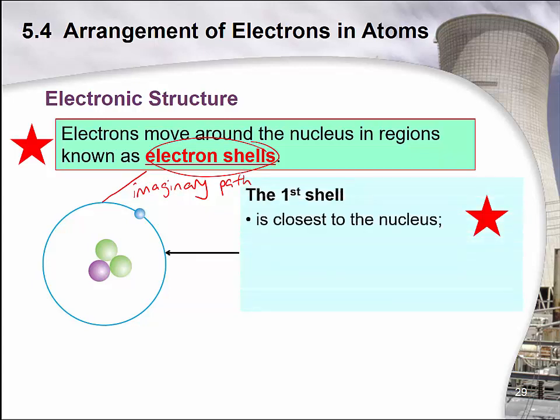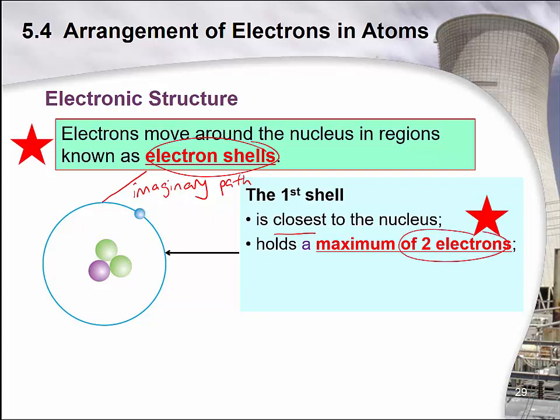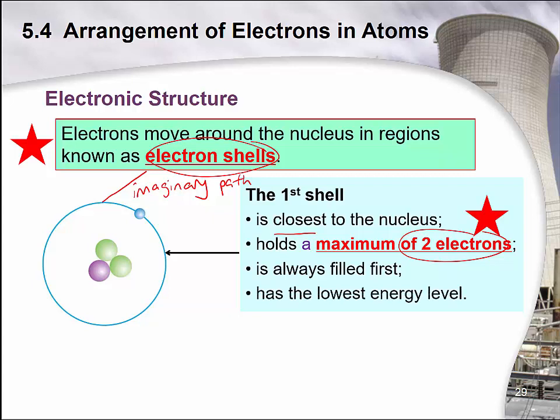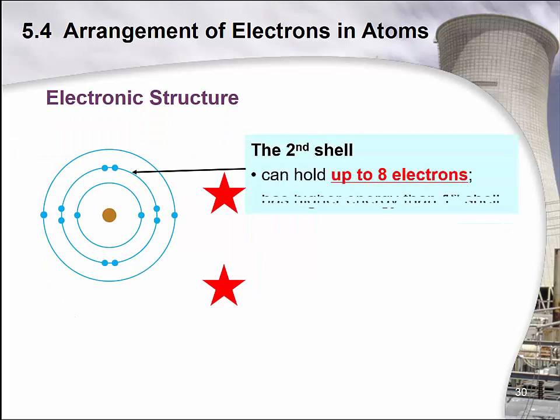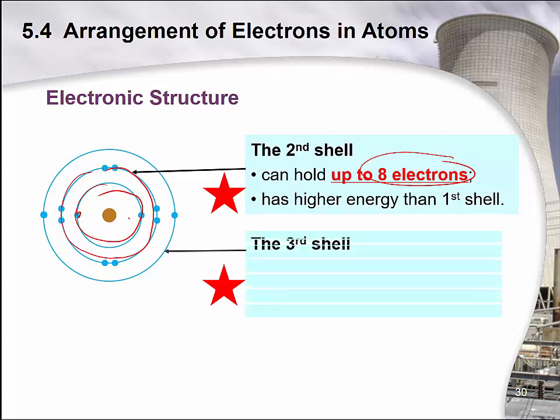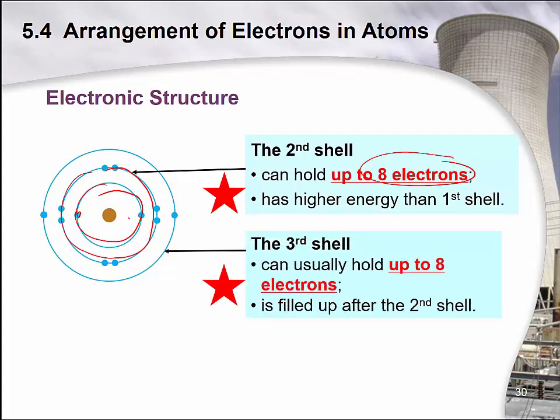So in the first shell, which is closest to the nucleus, there's a maximum of 2 electrons that can reside in this shell, and it's always filled first. Alright, it has the lowest energy level. So the closer you are, the lower the energy level. So the lowest energy level is 2 electrons in the first shell. In the second shell, it can go up to 8 electrons maximum. So first shell, you take note, there are 2 electrons. And then you realize on the second shell, you have 8. It's higher energy than the first shell. And the third shell is up to 8 electrons also.